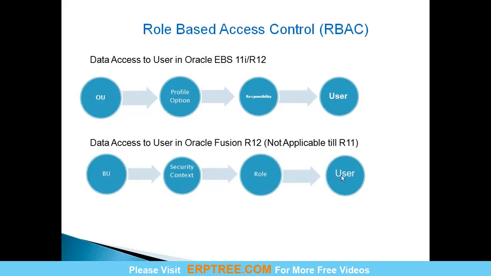Finally we assign this role to the user. For example, the role may be purchasing manager, which is similar to responsibility in EBS. When the user connects to this role, the user will have access to all the purchasing related functions. But when the user is going to create a purchase order, the user definitely needs access to specific data, namely business unit. So the BU will be connected to the role, and the user will connect to the role. That's how the transaction can take place. To connect BU with the role, we use the security context.